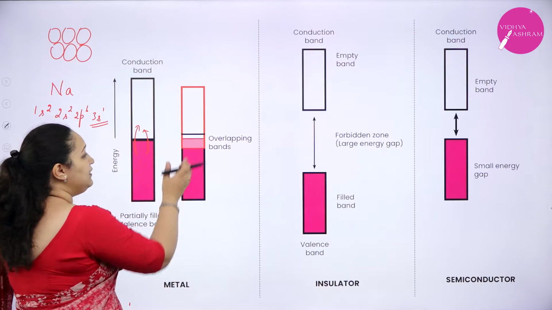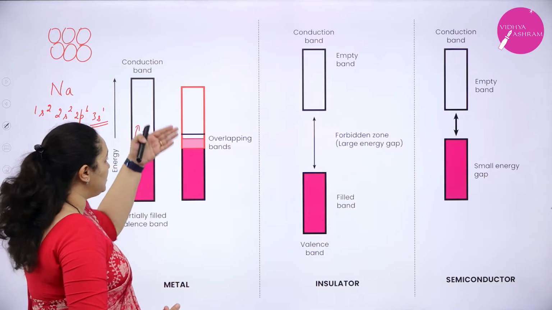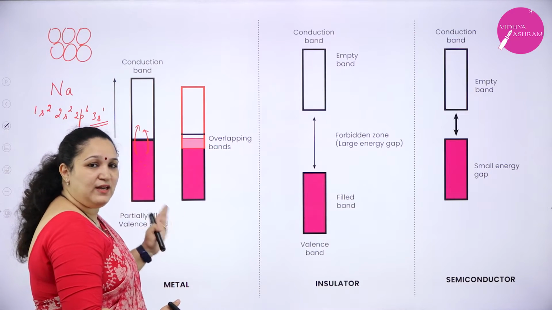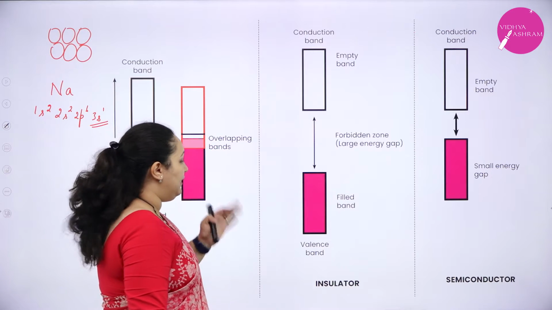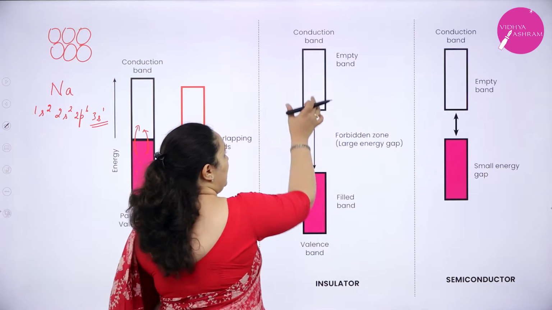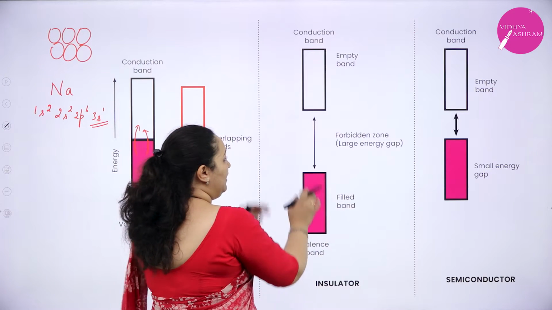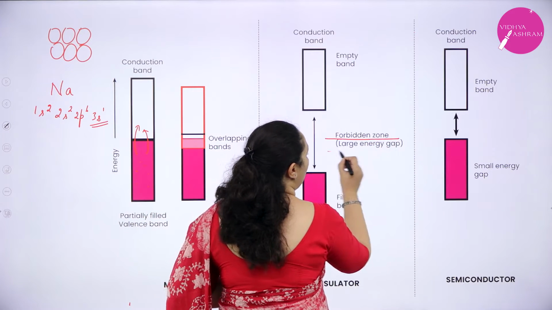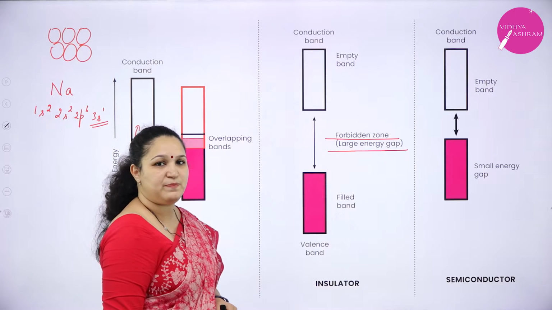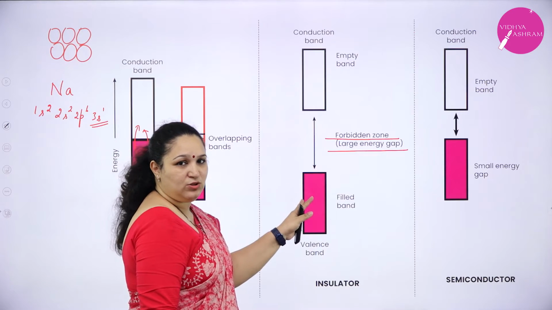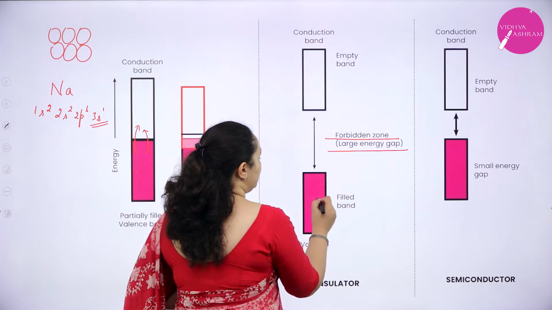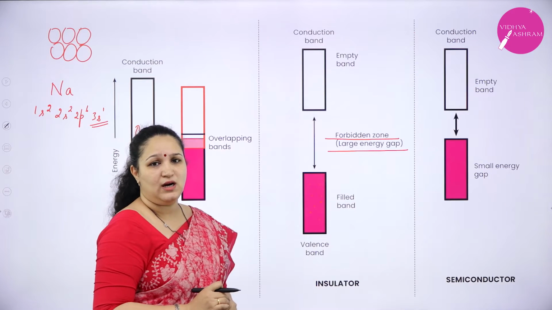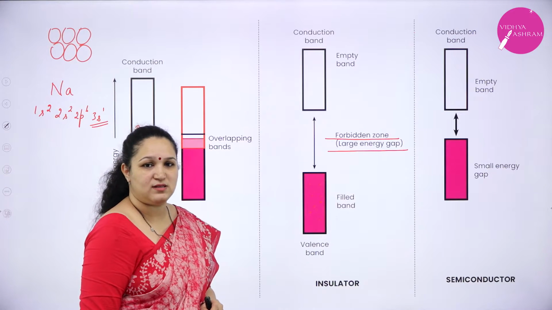Or sometimes even the conduction band and the valence band are overlapping on one another. So that is why they are very good conductors. Next, in insulators you can see the conduction band and the valence band are far apart. In between, a forbidden zone or large energy gap is present. Even if you increase the energy, the electrons cannot jump into the conduction band. That's why they do not conduct electricity.